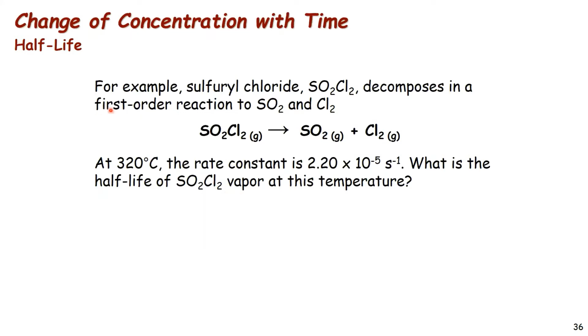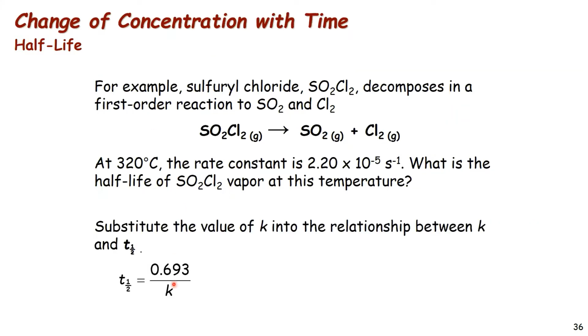Well, it tells us it's first order. So that means we know that the equation for the half-life of a first order reaction is this. So all we need is K. K was given to us. So I'm just going to plug in for K that 2.2 times 10 to the negative fifth per second. So our units now, we have 1 over a second, so our units are going to be seconds. Then just plug this into your calculator.